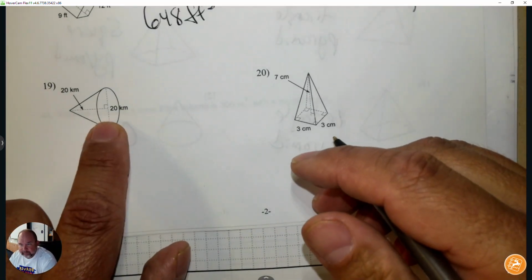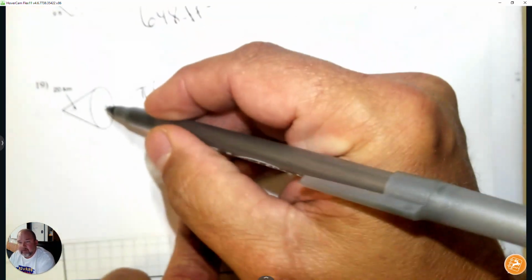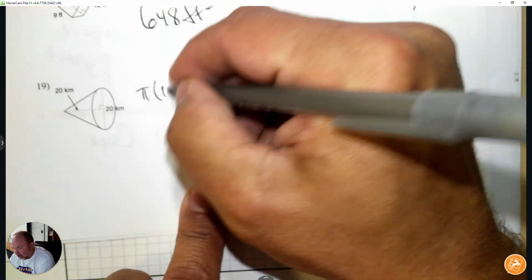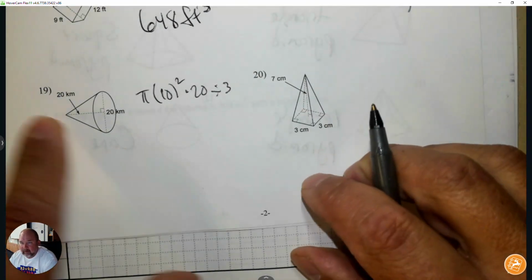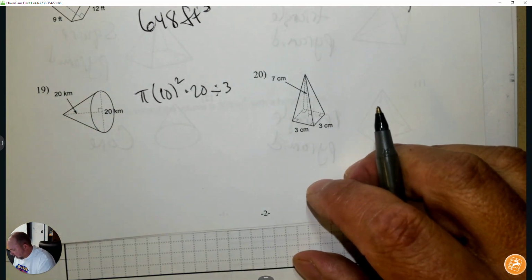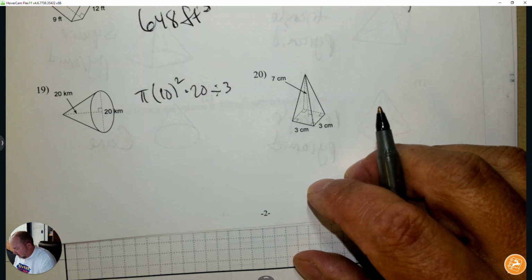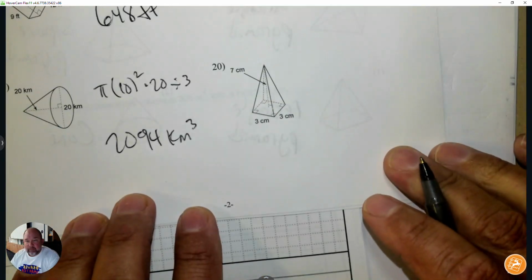Cone. So for the cone, the circle, this is the diameter of 20. So the radius is 10, then times the height of the cone, which is 20, and then divide by 3 because it's a cone, it comes to a point. So I'm going to put that in the calculator. I'm going to round 2,094. And again, for volume, it's cubed.